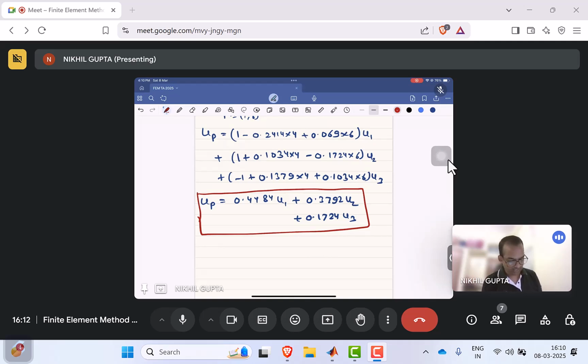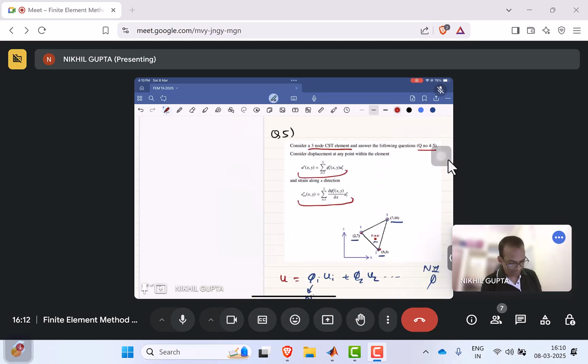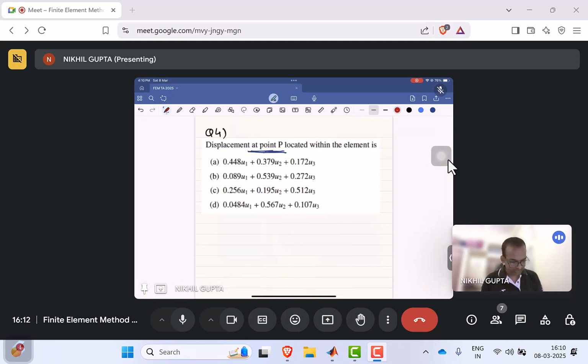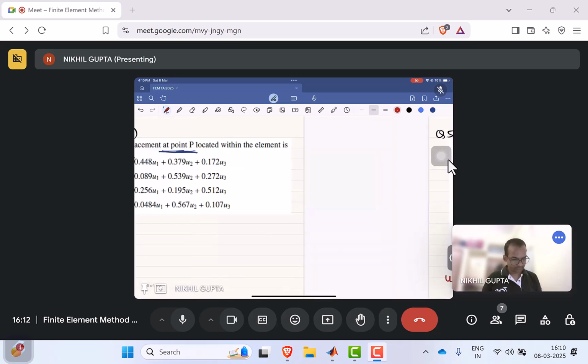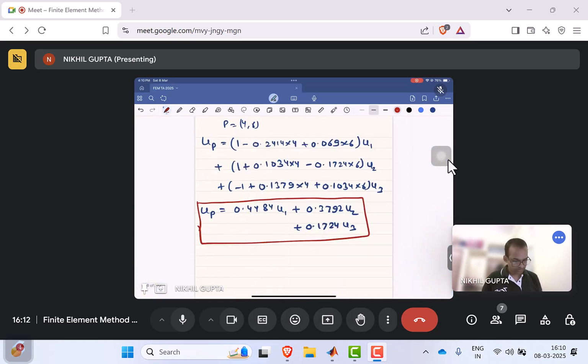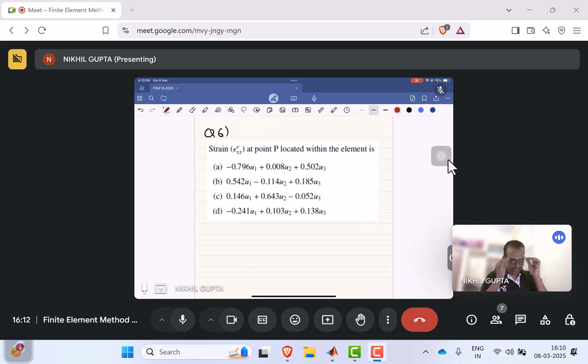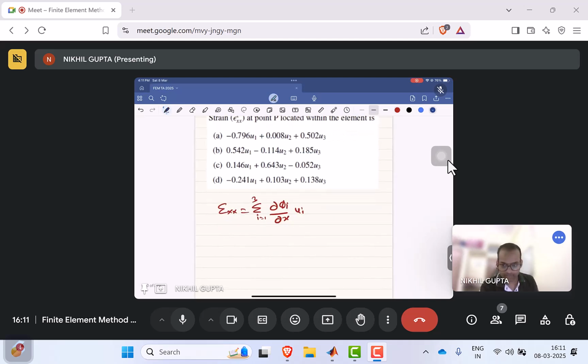So this is done. You get the displacement at point P, and the solution will give the answer as A. Now the next question is asking for epsilon xx. For epsilon xx, we know it is the summation of i equal to 1 to 3 of del phi i by del x times u i.